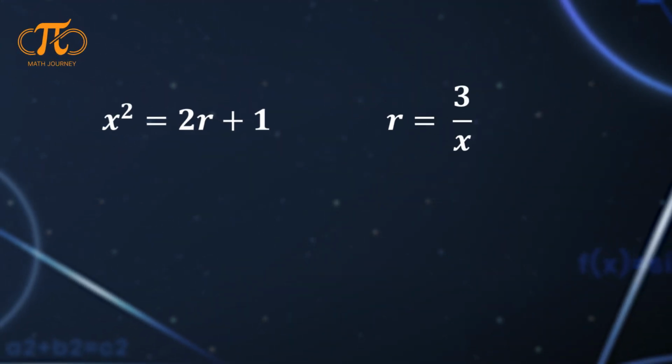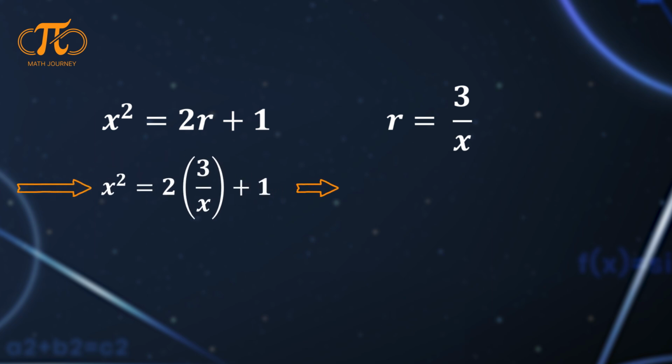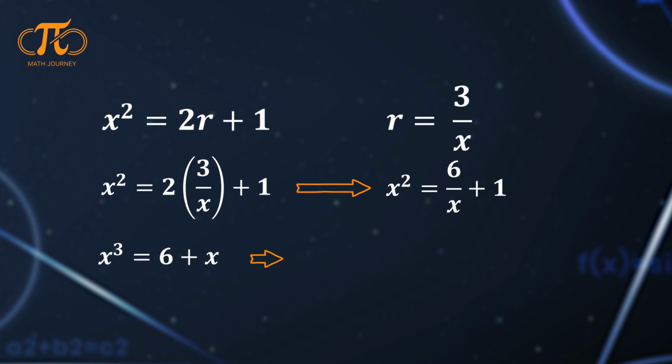Alright, now we have two equations. x² = 2r + 1 and r = 3/x. Time to substitute. When we plug in r = 3/x into the first equation, we get x² = 6/x + 1. After simplifying, it turns into a cubic equation: x³ − x − 6 = 0. Now, this is where a bit of guessing and checking comes in handy, and we find that x equals 2 satisfies this equation.